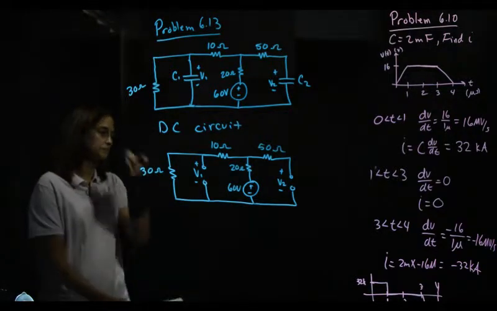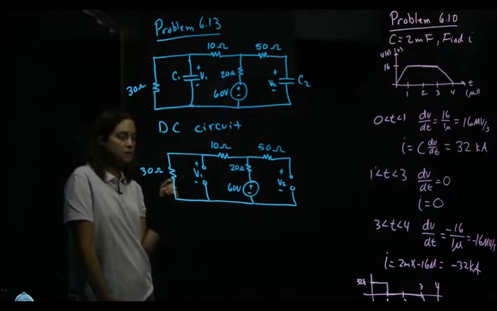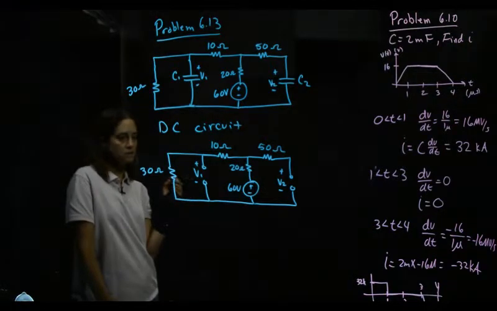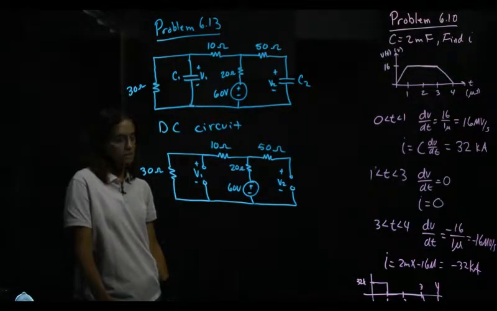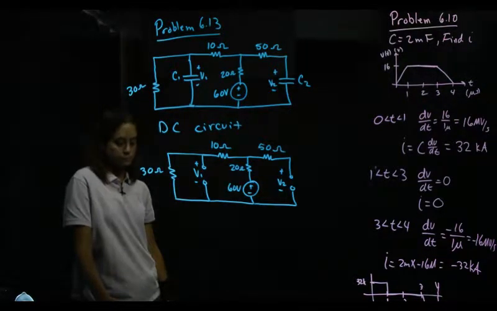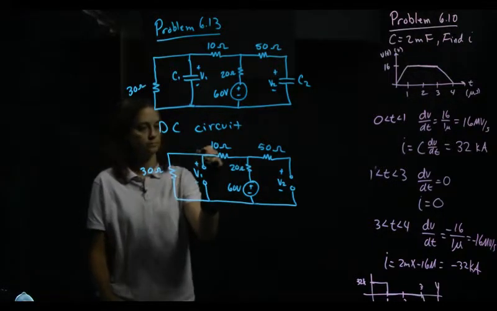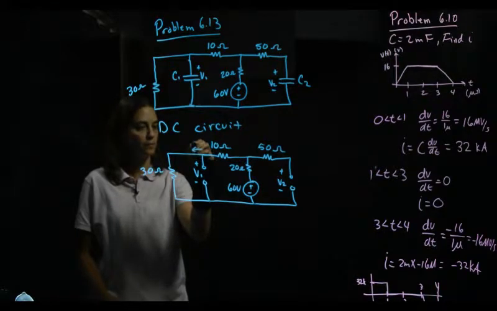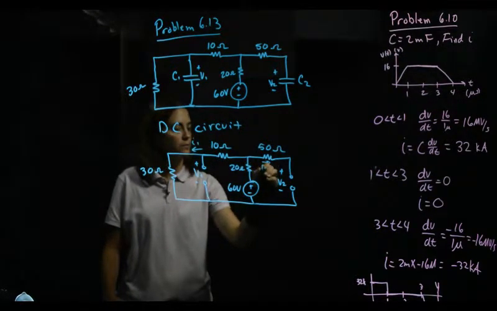Alrighty. What do we want to do? Well, we have options, right? We could do nodal, mesh, we can do a lot of different things, but let's just look at this for a minute. How do I want to do this? Let's draw a couple of currents in. Let's draw a current I1. And let's draw a current I2.